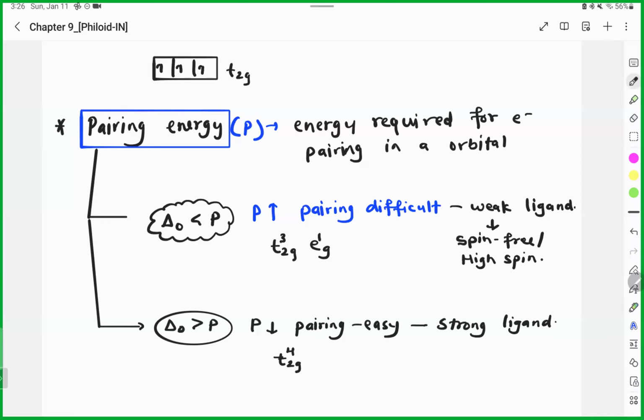Okay. And you know, strong ligand causes pairing. Weak ligand makes pairing difficult. Understood, guys? The strong ligand, it is spin paired or low spin. It is the same thing you studied in the valence bond theory. It's just because of the pairing energy. Pairing is decided.